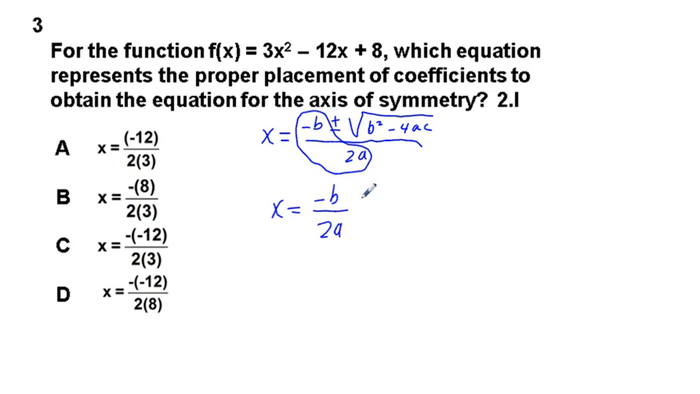Well, in this instance, we're going to be equal to -b over 2a. And so we have a is equal to 3, b is equal to -12, c is equal to 8. So we put -12 inside here, and then 3 inside here in the denominator. So that's going to give us answer choice C.